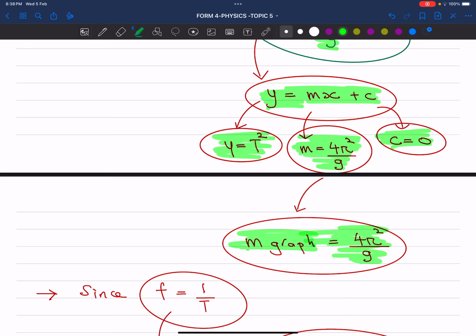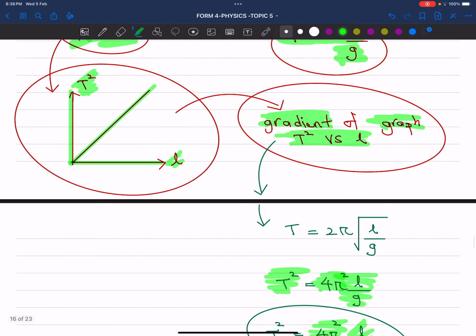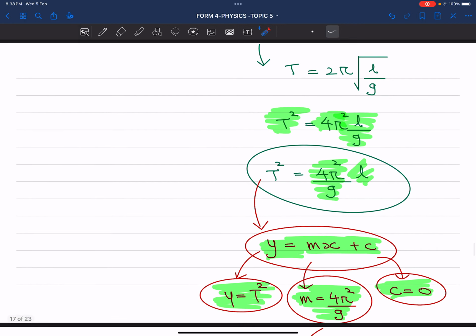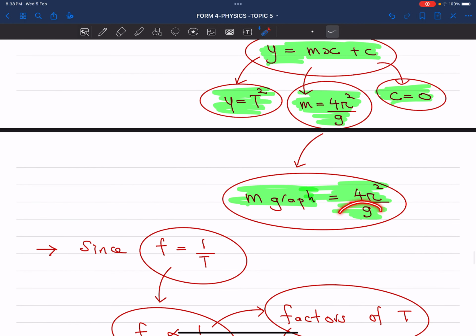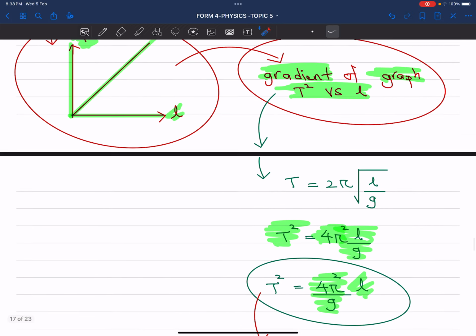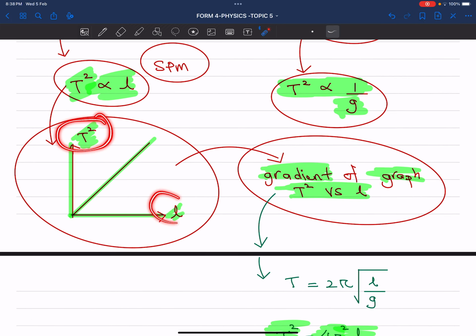Which means if you draw the graph of T squared versus L, a straight line, and you calculate the gradient of the graph, we can find g, the gravitational acceleration. You calculate the gradient of the graph, 4 pi squared we know the value, and we can get the value of g. That is the main purpose of this graph, T squared versus L.